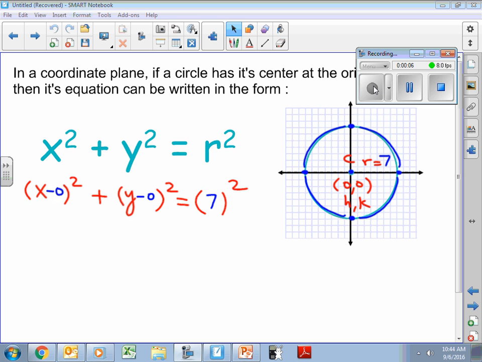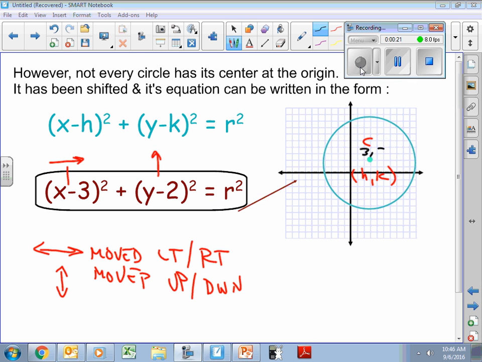Notice here I put in the -0 because the formula always has a -h and a -k. I put in the -0, which technically you don't put in if they're zeros, but just so that you see all the pieces that are there. Pause, look at it, see if you want to answer.